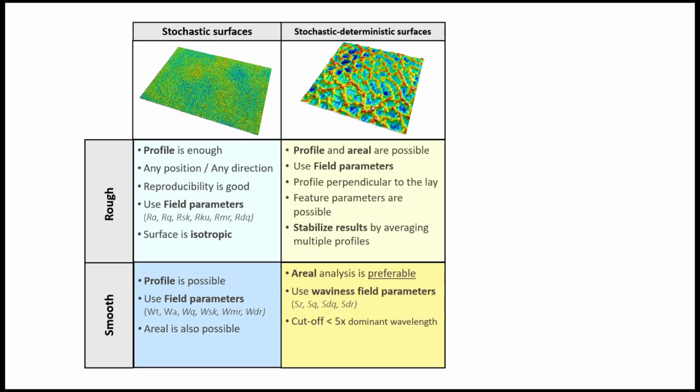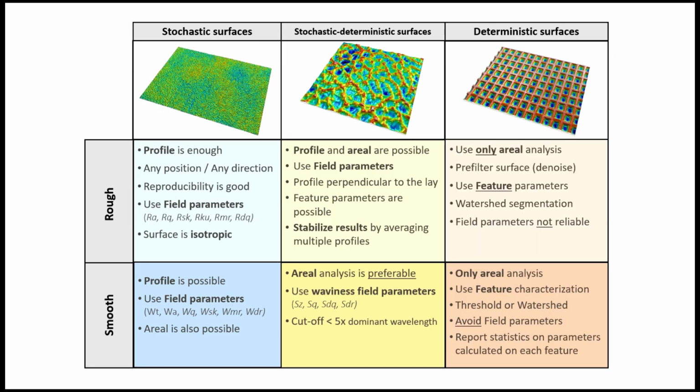Between stochastic and deterministic surfaces, there are hybrid textures, heterogeneous or with partial directionality. Brushed metals or rolled sheets, for instance, show anisotropy but still contain random roughness at smaller scales. Here, both profile and areal measurements can be used, depending on the analysis purpose. 3D measurements help to better capture the directional component. In case of profile measures, it is wise to stabilize results by averaging several measurements.